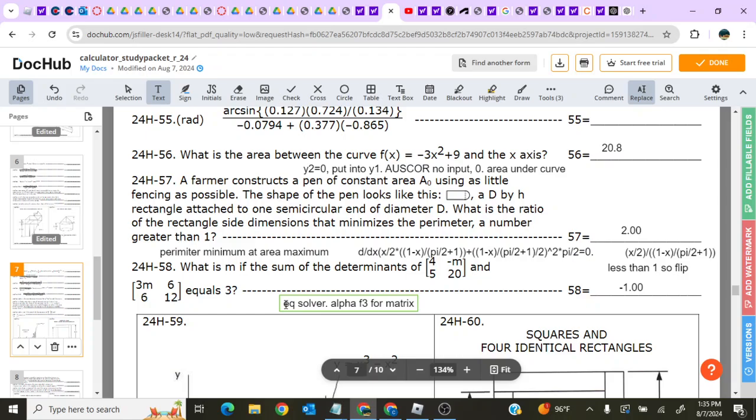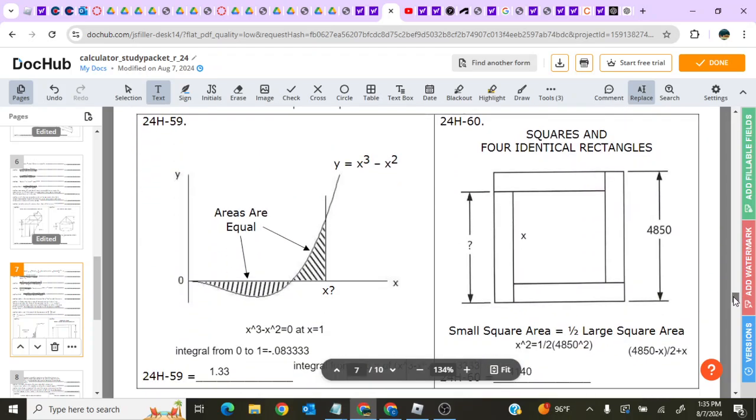Solver, and you can actually just press alpha F3 to create your own matrix. Then plug in your unknown value for it. And then matrix becomes math determinant for the determinant. Do all that, you get a value of -1300.